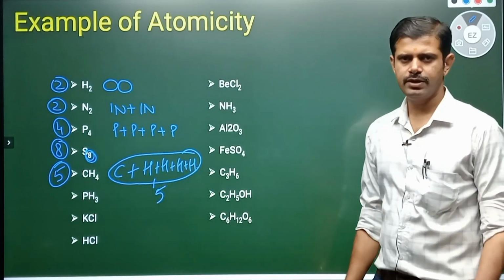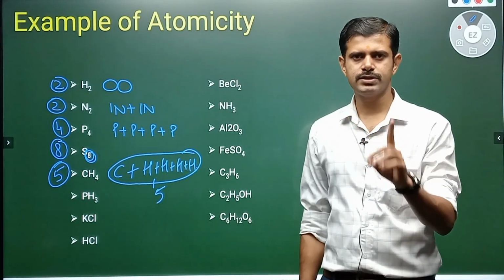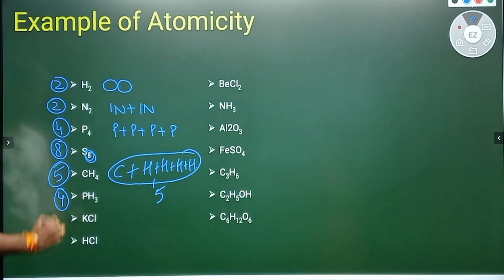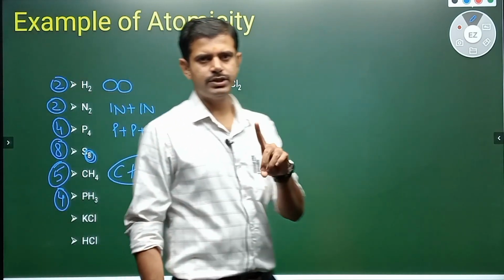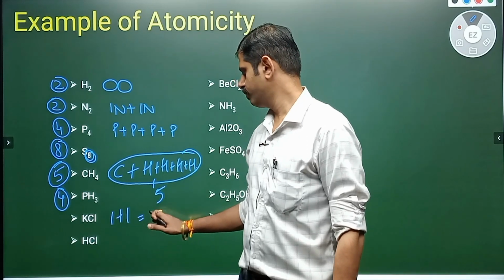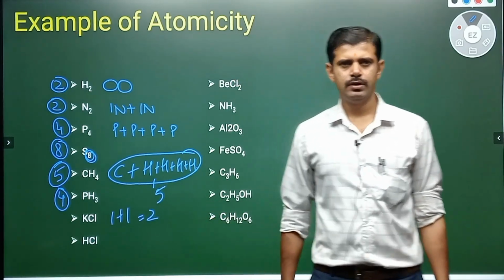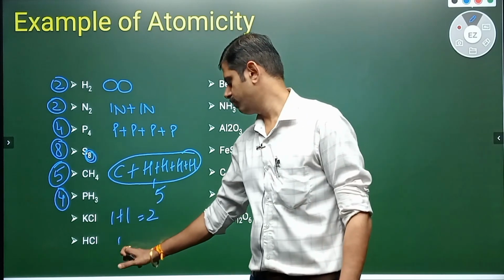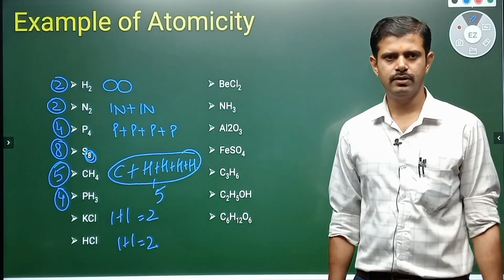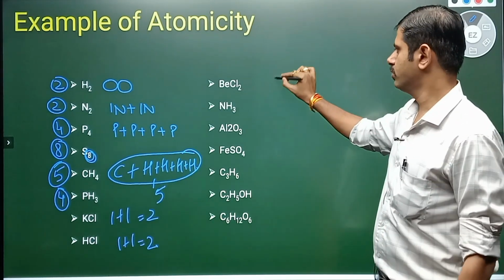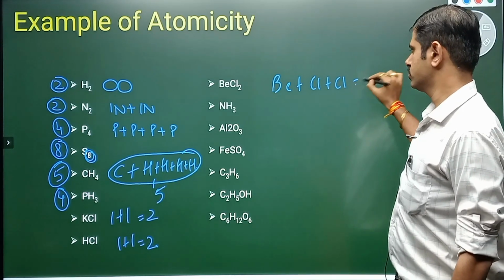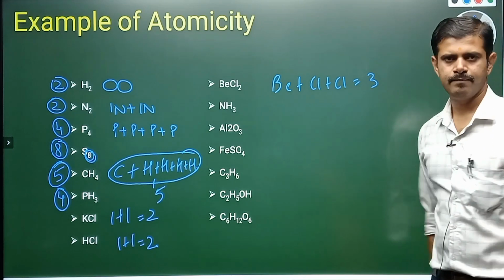For PH3, 1 phosphorus, 3 hydrogens, 1 plus 3, it is 4. So here my PH3 has an atomicity of 4. KCl, 1 potassium plus 1 chlorine, 1 plus 1 equals 2. Clear? Now HCl, 1 plus 1 equals 2. Is that clear? Now BeCl2, beryllium plus a chlorine plus a chlorine, so it equals 3.